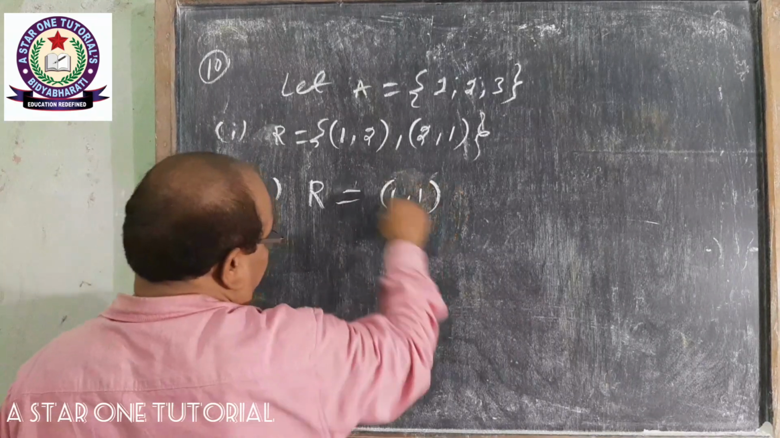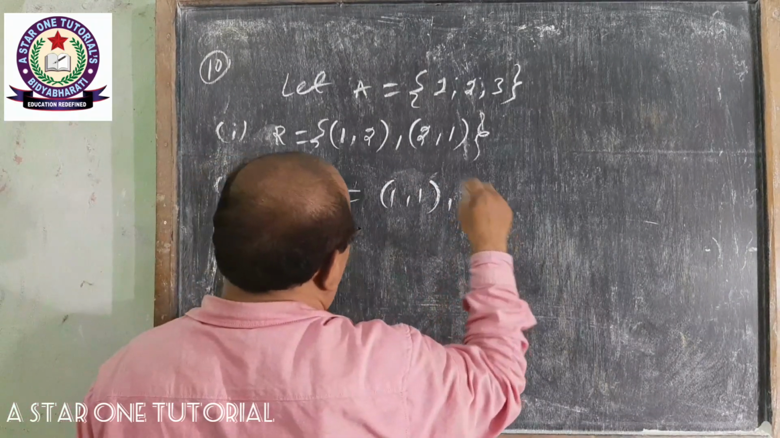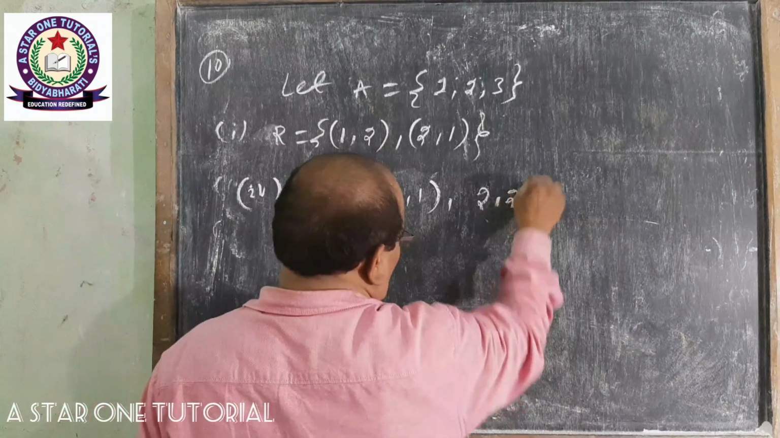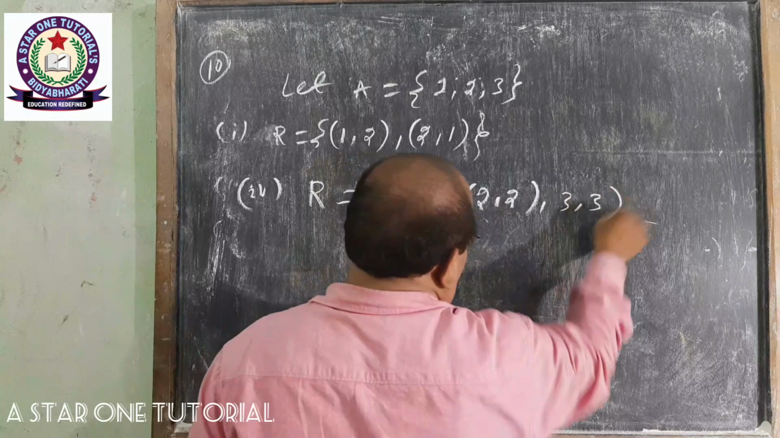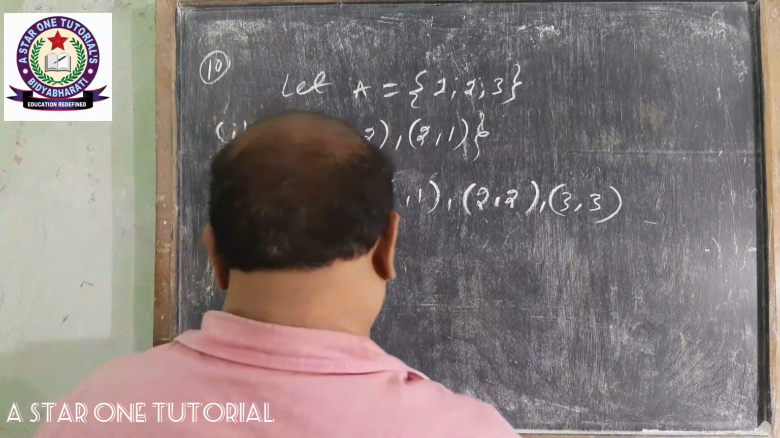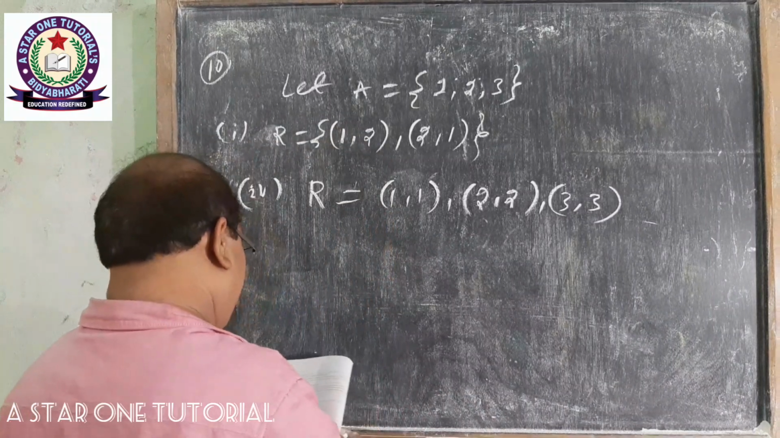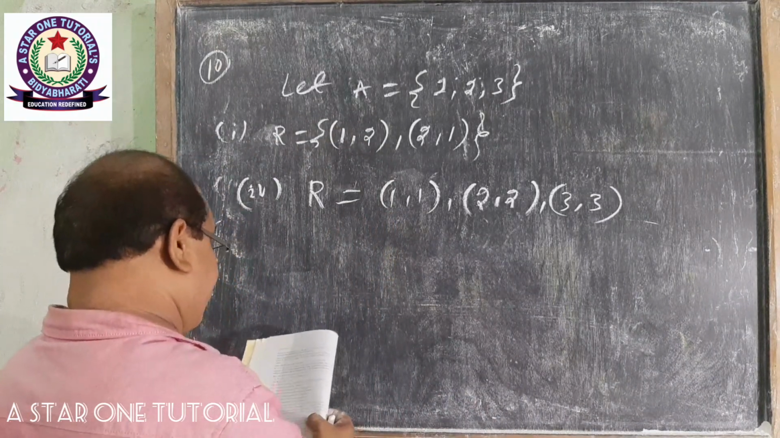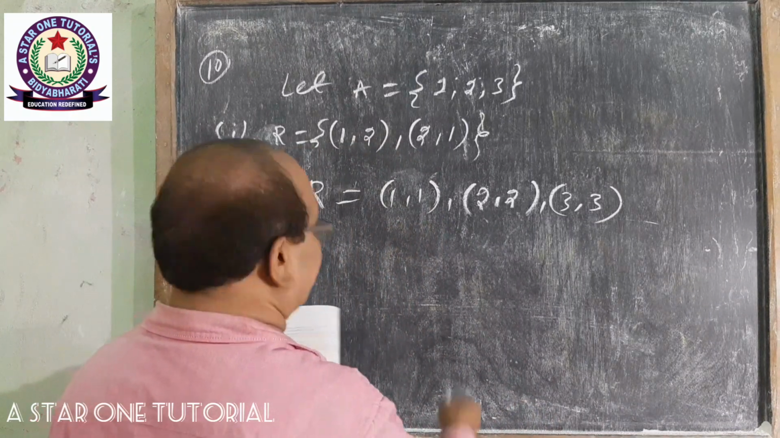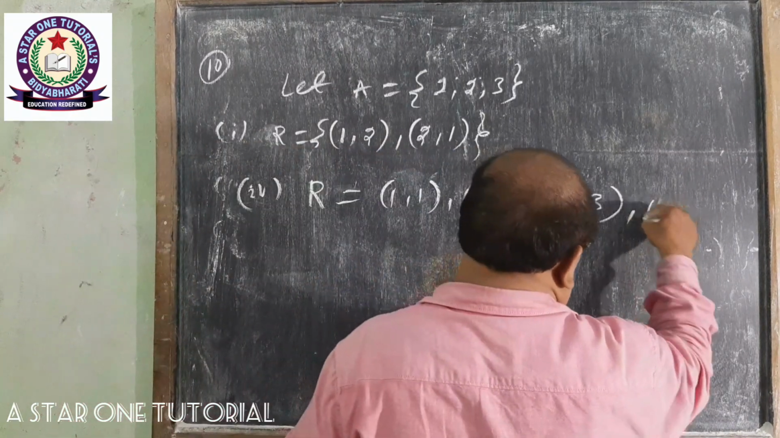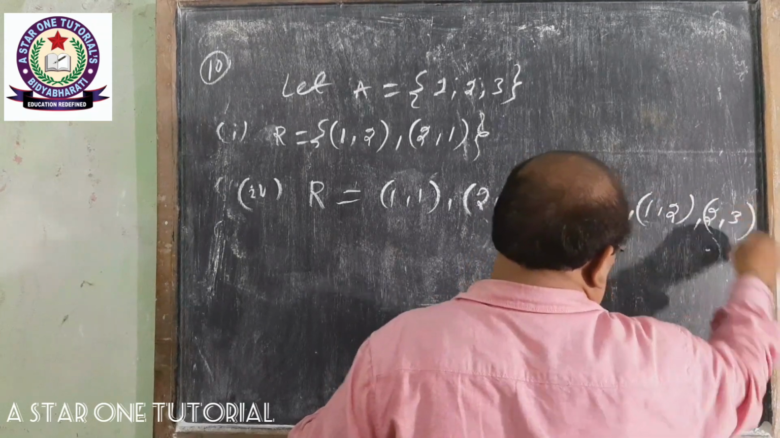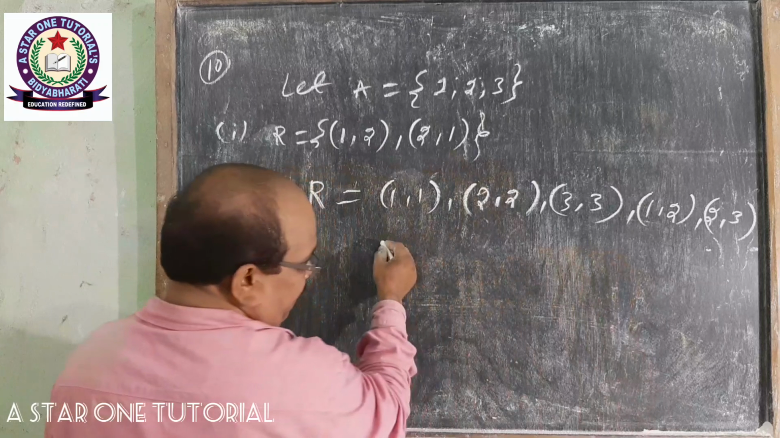1 1. For reflexive, I have already told you, you have to take minimum 3 elements, 1 1, 2 2, and 3 3. Otherwise, it will not be reflexive. So for reflexivity, we must take these 3 elements. Then come to transitive. Okay, it should be transitive, but not symmetric. For transitive, for example, let us take 1 2, then 2 3, and then take 1 3.